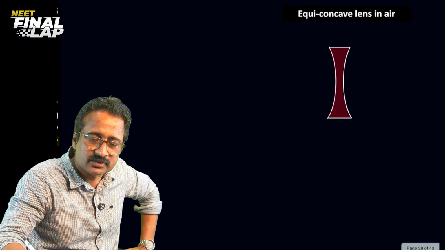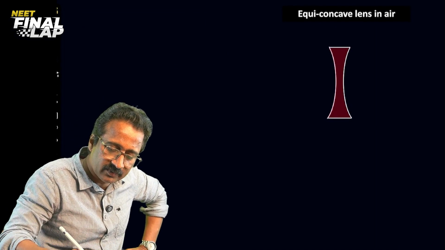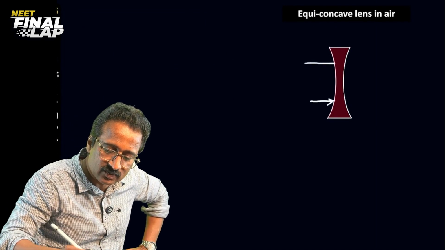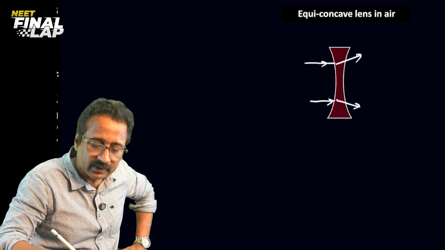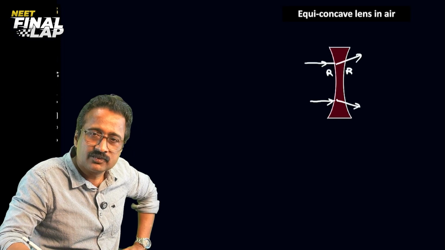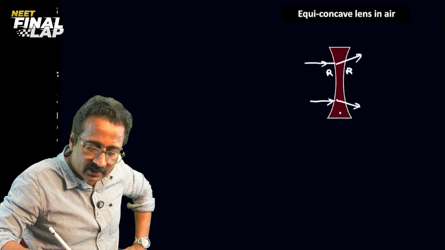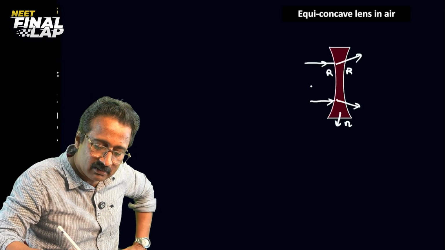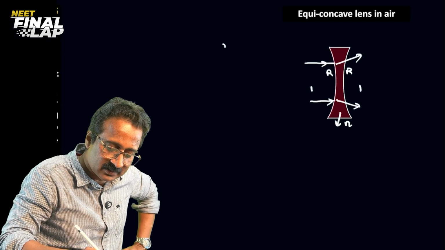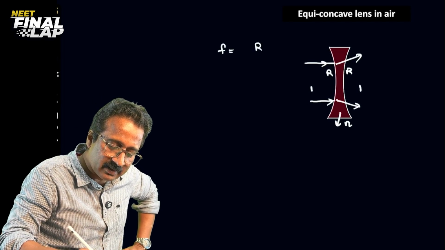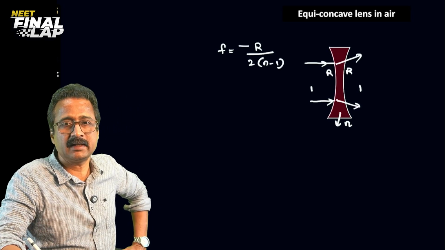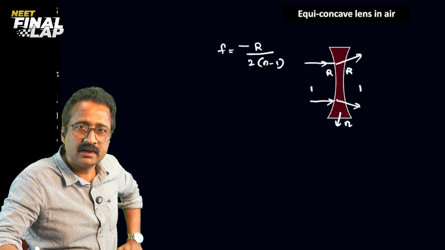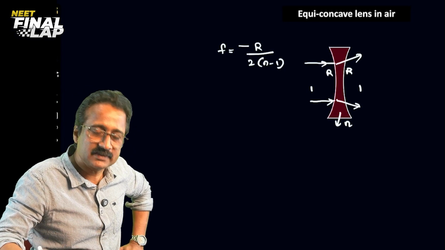Now, equiconcave lens. In this case, when you pass light rays, you know that light rays will be diverged away like this. Now, what is the focal length of this lens if it is equiconcave? When I say equiconcave, remember, the radius will be the same again. Surrounding medium is air, so it is 1. In this case, you can show that f is equal to R by 2 into (n minus 1), the same answer as equiconvex, but remember there will be a negative sign because it's a concave lens. It is having a virtual focus, that is why that negative sign.